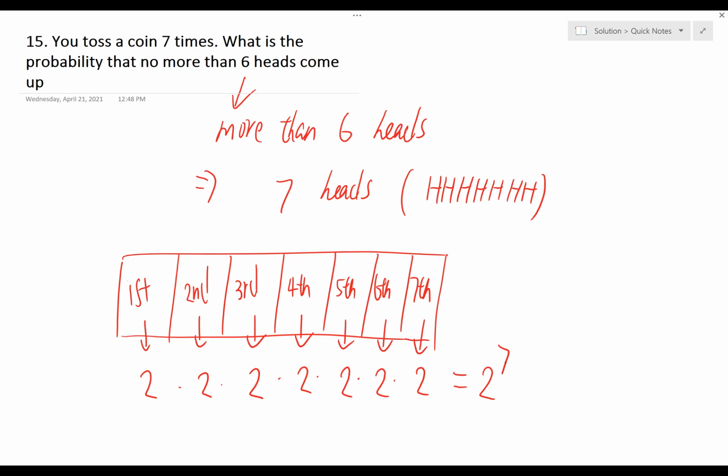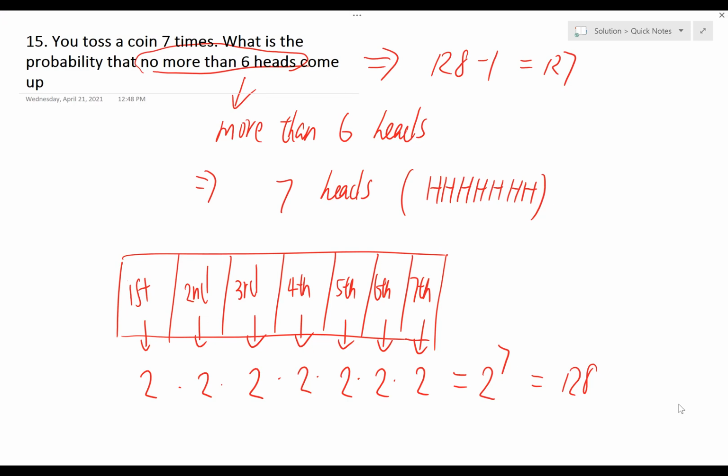And 2 to the 7th is 128. So meaning we have 128 outcomes. And out of these 128 outcomes, only one outcome satisfies the complement event, right? Which is 1. So that means no more than 6 heads has 128 minus 1, so 127 outcomes satisfy no more than 6 heads.